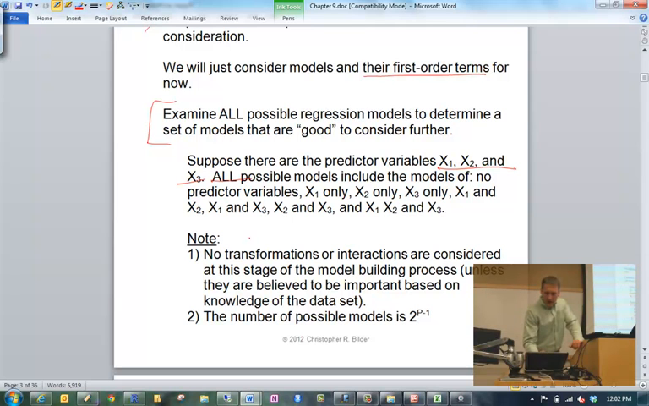All possible models to look at include the model that has no predictor variables. Maybe none of them are important. The model that has just maybe x1 in it. Or maybe the model that just has x3 in it. Maybe the model that has x1 and x2 in it. And in fact, in total, there are 8 different possible models that one could look at. And we want to look at which of these models seem to be relatively good so that we can refine them later on.